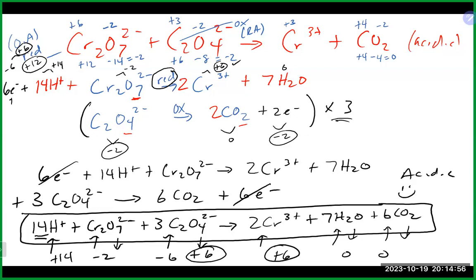If I wanted basic, all I would have to do at this point is add 14 OH minuses to both sides, combine the water and reduce down the water, and then I would have it into basic conditions at that point. Making more sense? Yes, as we do more? Okay. Just got to make sure you recopy things correctly as you do it. Question on how to balance?